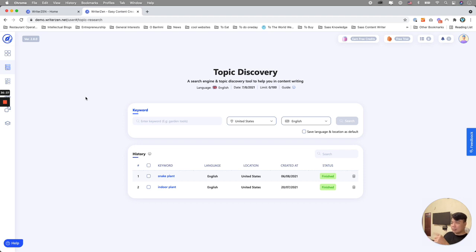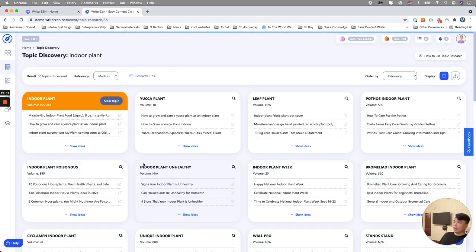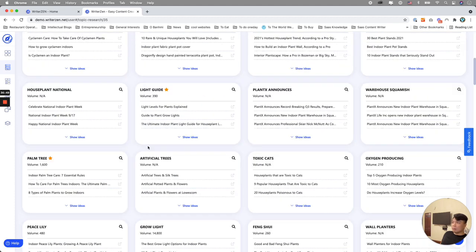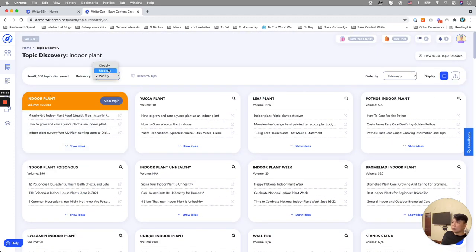So let's start with indoor plants, right? I did the search already, and it will come out to this. When you look at this picture, you will right away see, usually we set relevance on Medium. You could do Widely. With Medium, you get about 36 topics, but if you do Widely, you get about 100 topics. But you have some that are not so relevant. So let's just stick with Medium here for now.